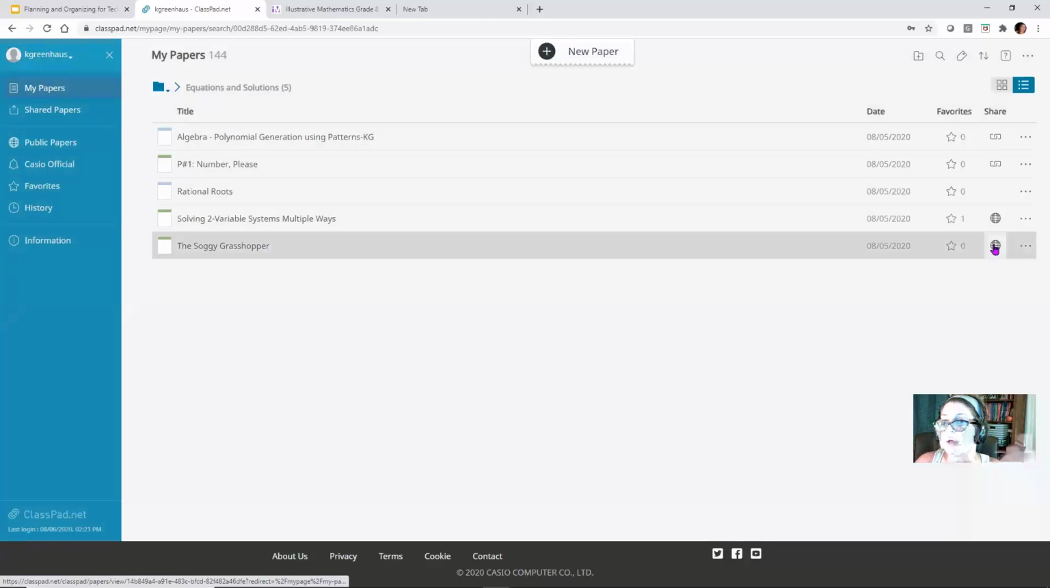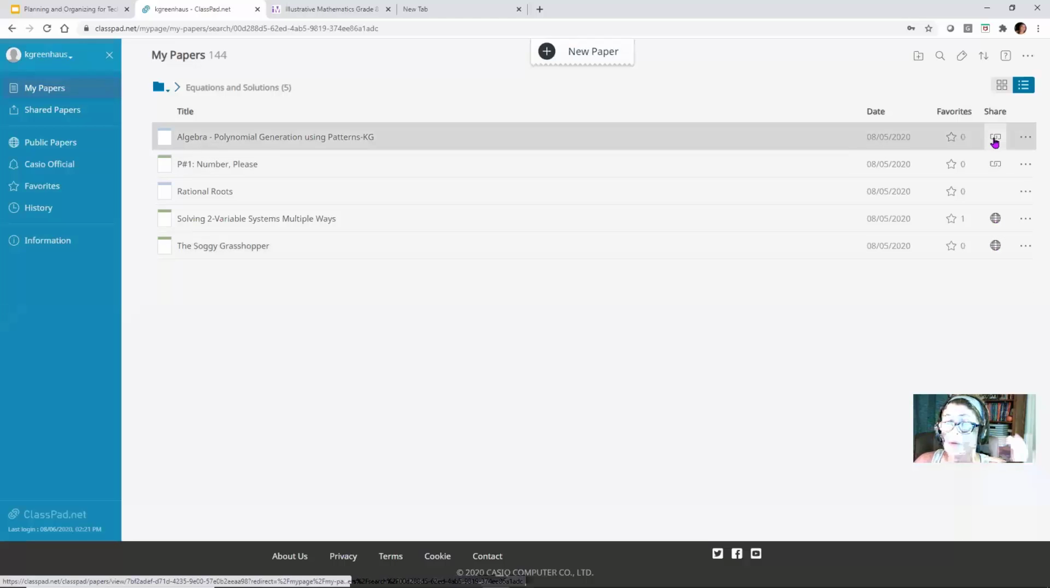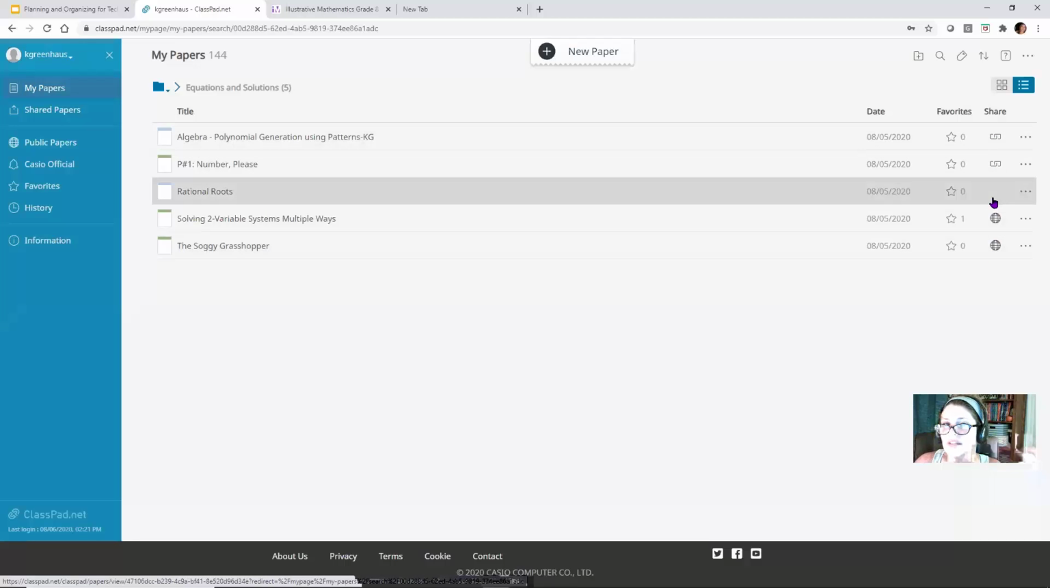So notice these papers right here. This only happens with papers. It doesn't happen with folders because you can't share an entire folder. But the papers have these little icons. So this one has nothing, which means I haven't done anything to it. It's not shared. No one else can see it except me.